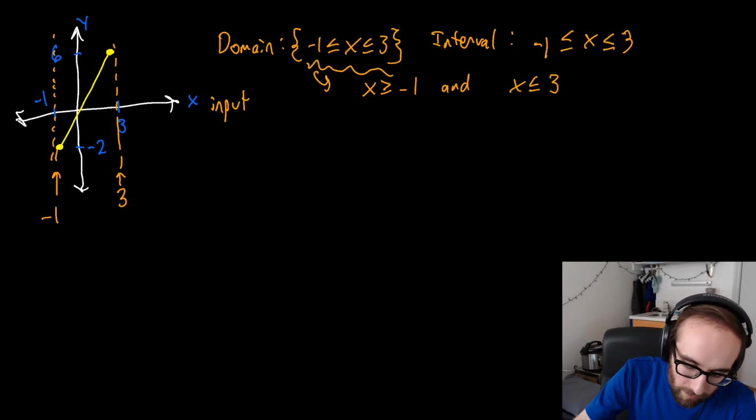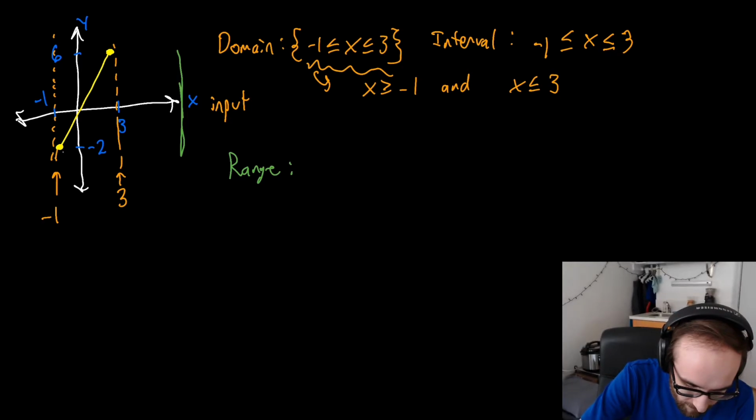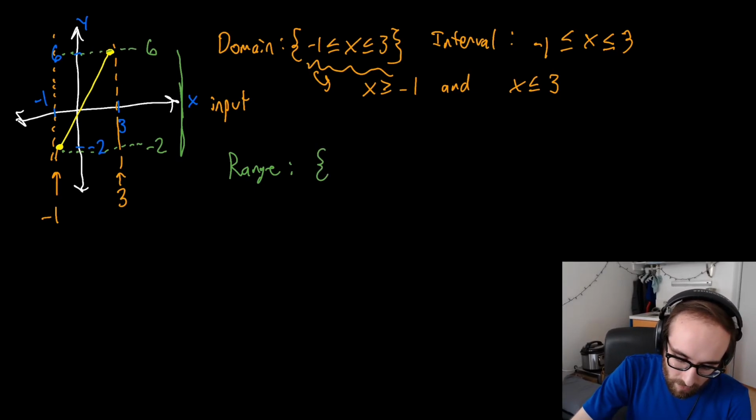Okay, for finding the range, we're going to do something similar. We'll look up and down. So looking up and down on our graph, we can see that our smallest y value is -2, and our largest y value up here is 6. So x is greater than or equal to -2.